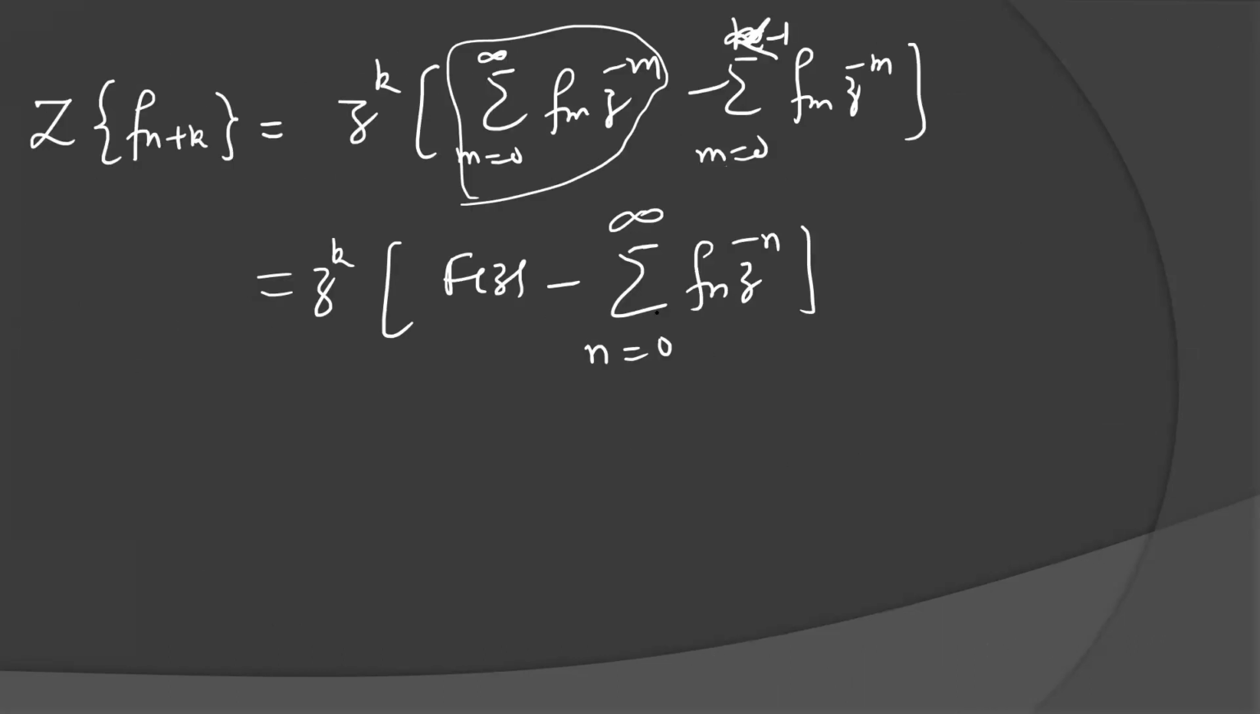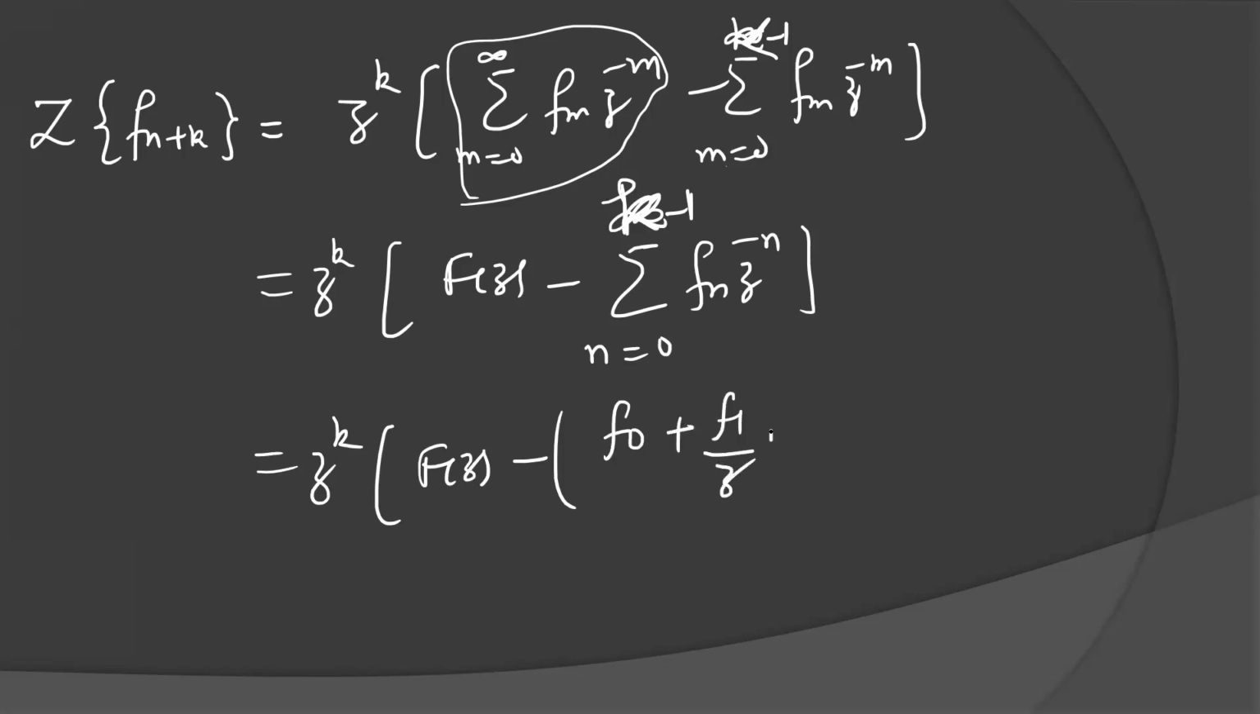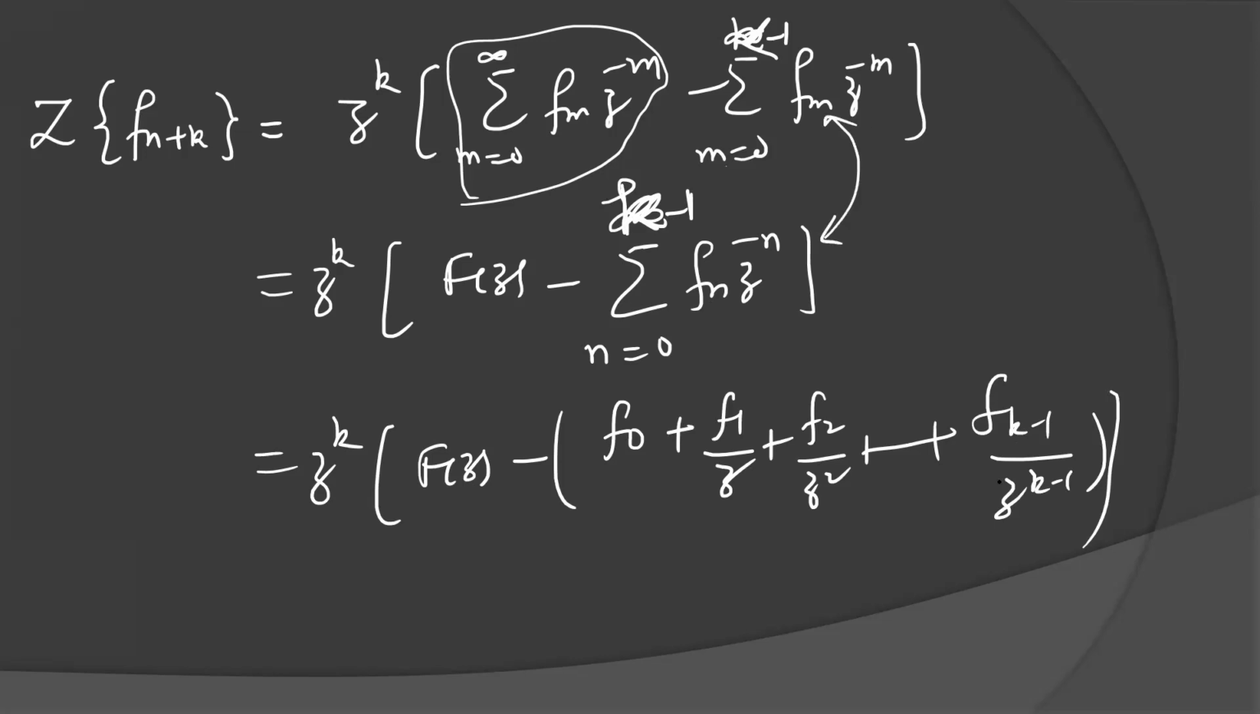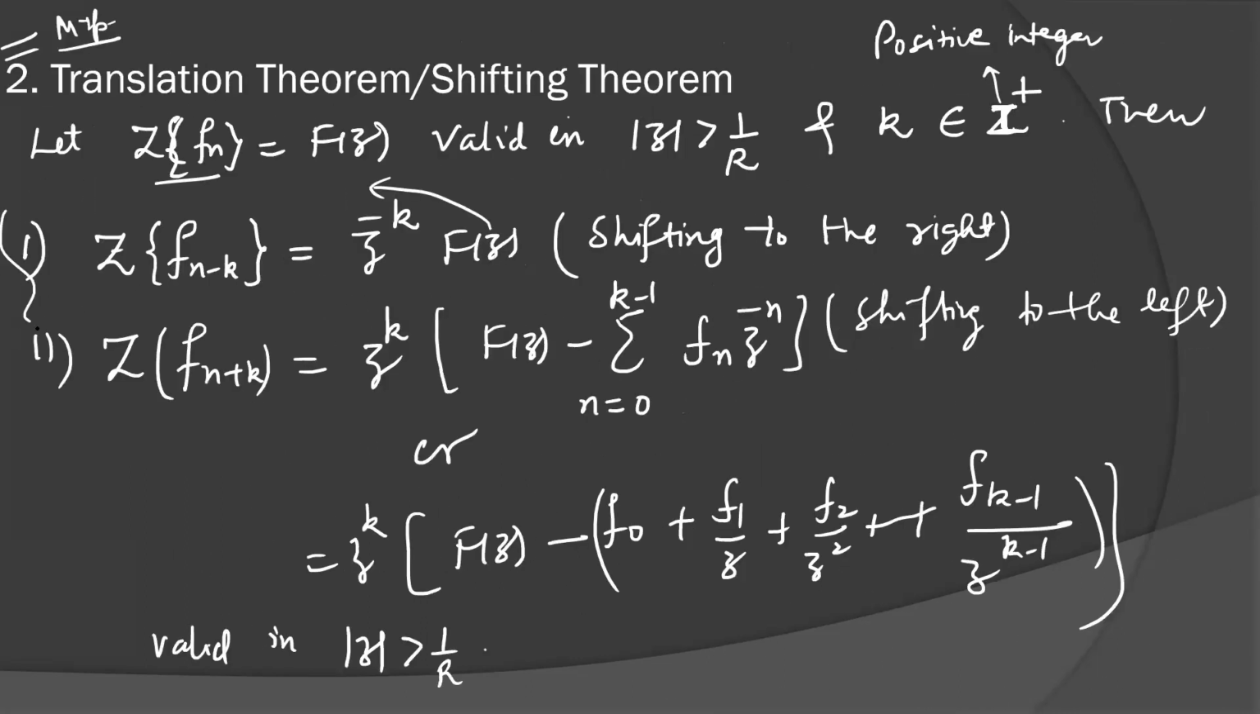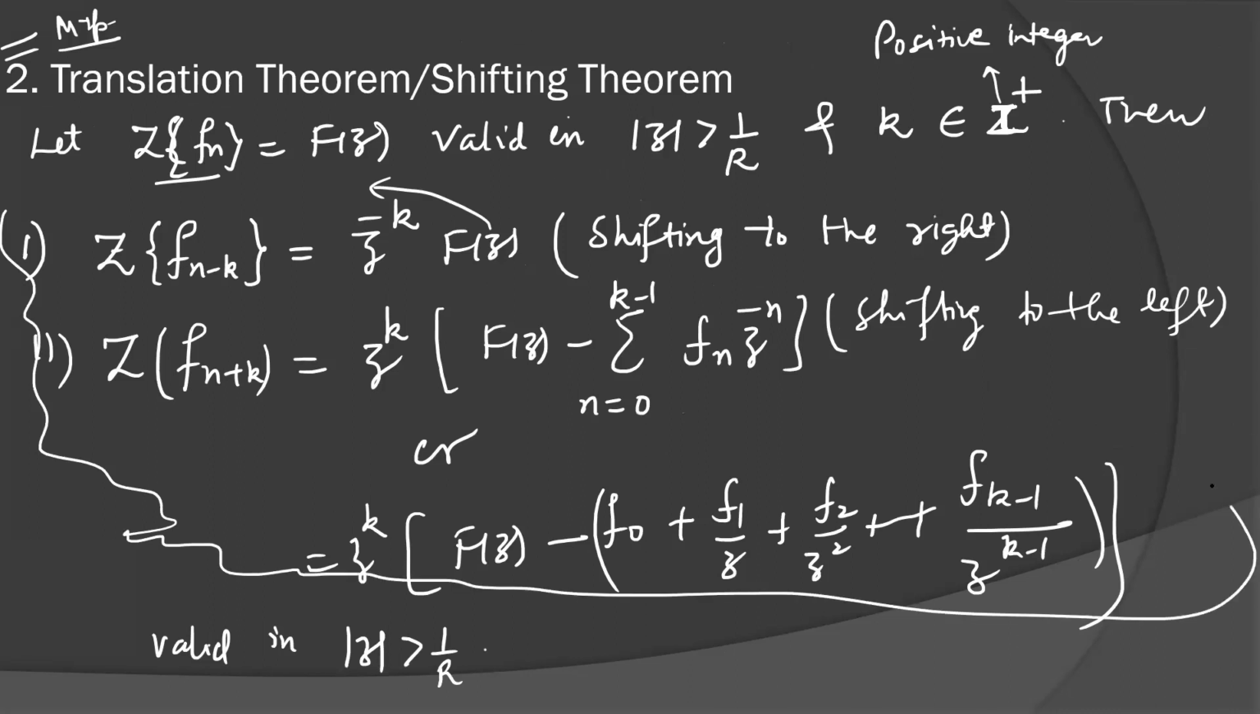Or you can write m equal to 0 to, sorry, again I am writing k minus 1. This is k minus 1. Don't be confused. K minus 1. So if you want, you can expand it. N equal to 0, f0 plus, for n equal to 1, f1 over z plus f2 over z square plus f(k minus 1) over z to the power k minus 1. If you are not interested, you can keep it in m also. There will be no problem. So this is the left shift theorem. So the important result is, learn these formulas. This is a very important formula.